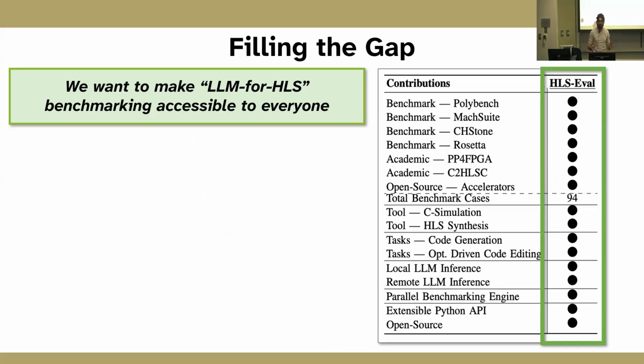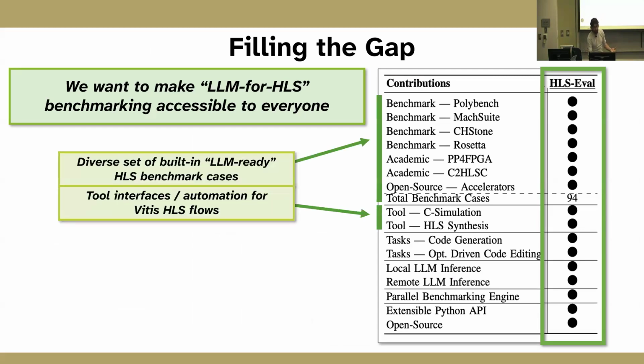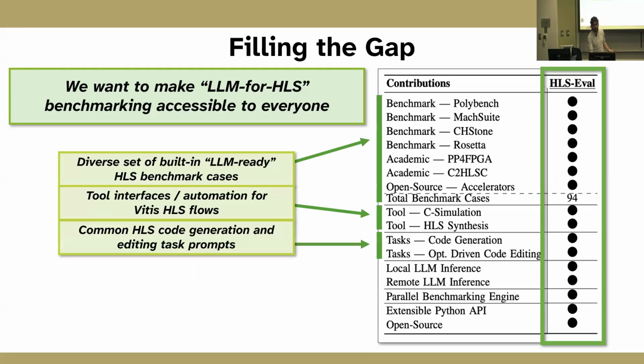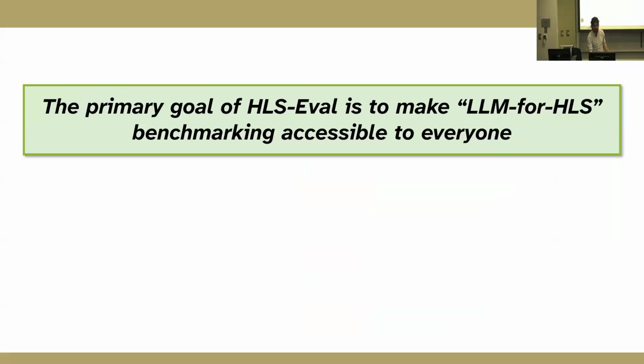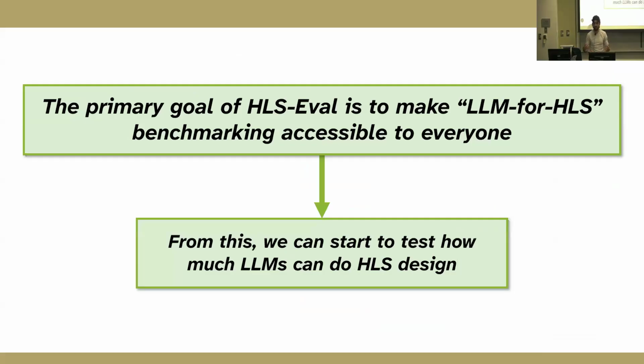So the idea is that we want to make LLM for HLS benchmarking accessible to everyone. That's the number one priority of this work. This work was not to get results, but to build the framework and software so we can run different experiments and so on. As a result, we have all these benchmarks, we have all these tool interfaces, we have all these tasks that we can evaluate, different ways to evaluate the LLMs, and then an API, right? So the primary goal was to make the benchmarking accessible, and then as a consequence, we can present some cool results at the end of the PowerPoint.